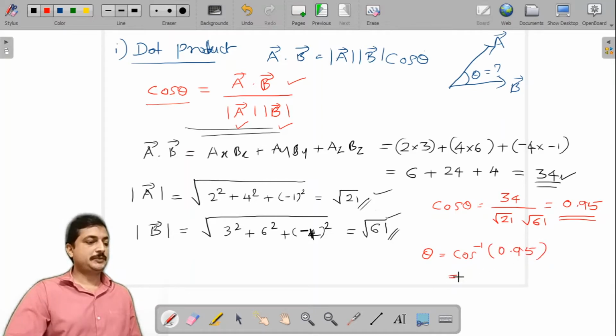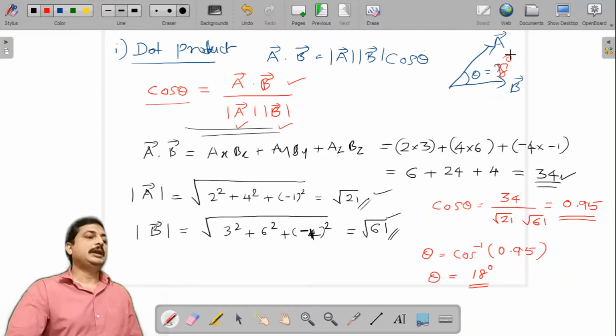So cos inverse 0.95 is approximately 18 degrees. Okay, so this is just an approximated value. You can write the exact value when you are doing it in your calculator. Approximately 18 degrees. So what does it mean? This theta is 18 degrees. So A and B are separated by an angle of 18 degrees.